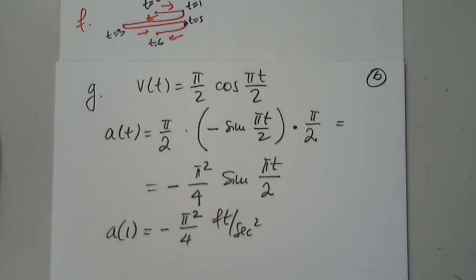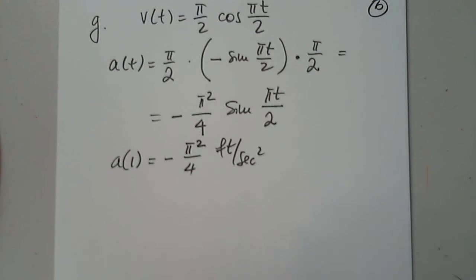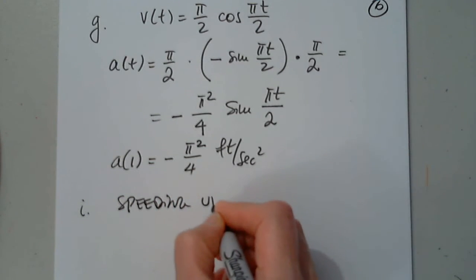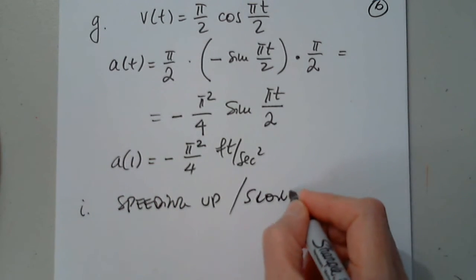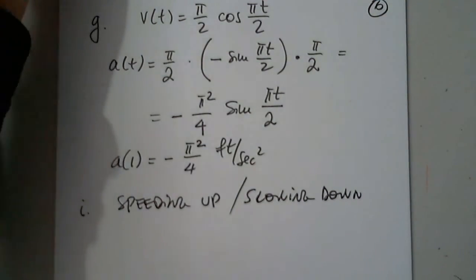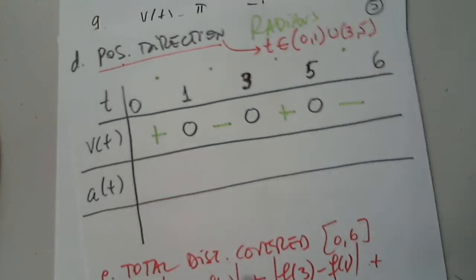H, we can graph with the graphing calculator, of course. It will take us forever to do it by hand. Okay, final question here. Finally, we got to the last one. I, when is the particle speeding up and when is it slowing down? Speeding up, slowing down. That's why, and I hope, so here's going to be conclusion.